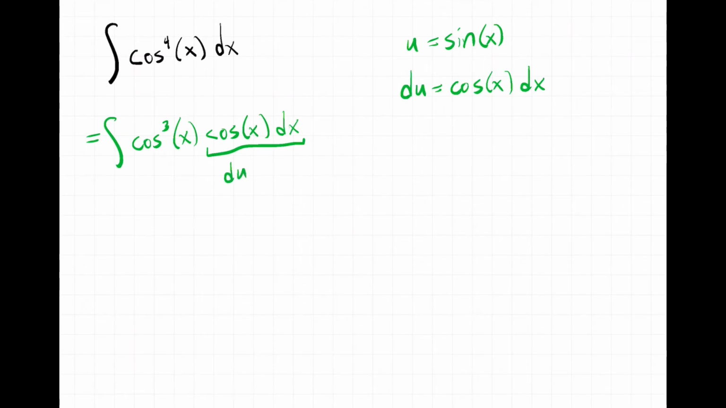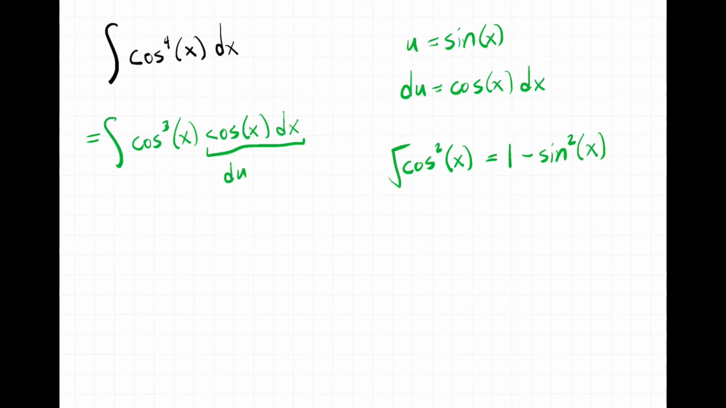And if we could find a way to convert that cosine cubed of x into something involving the sine, we'd be all set. The trouble is that our trigonometric identity here, our Pythagorean identity, says that cosine squared of x equals 1 minus sine squared of x. It doesn't tell us what cosine cubed of x is.